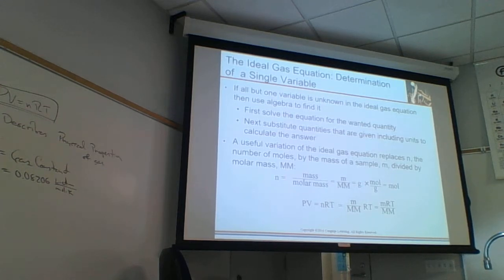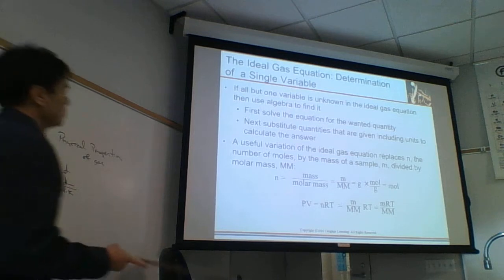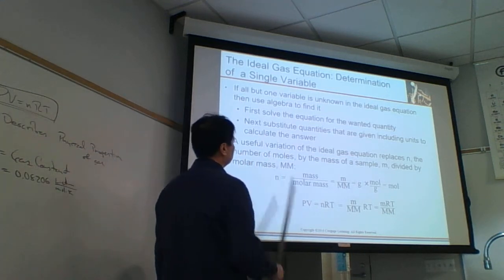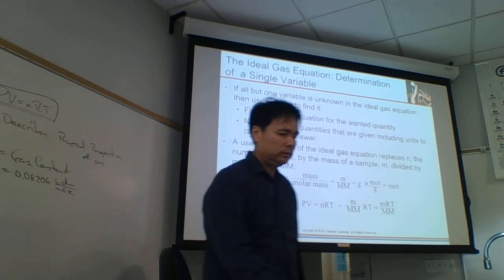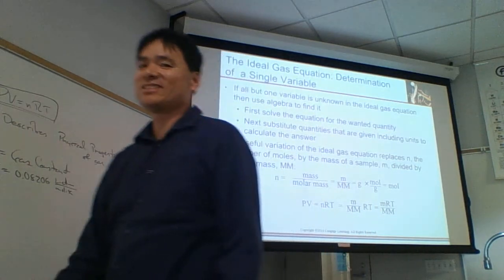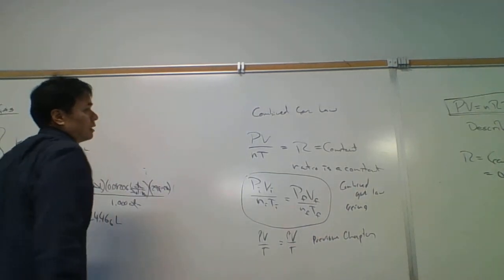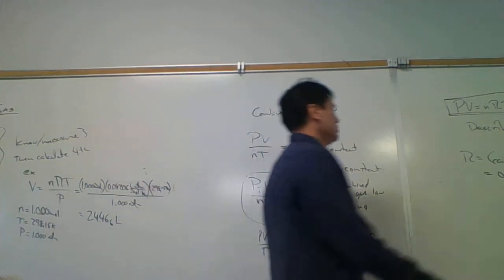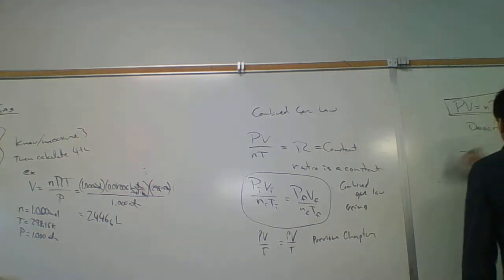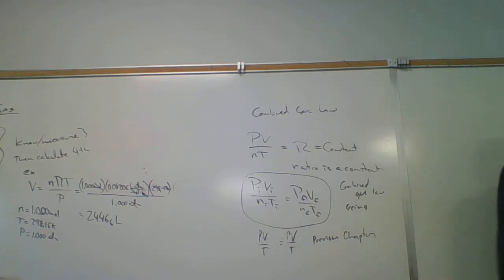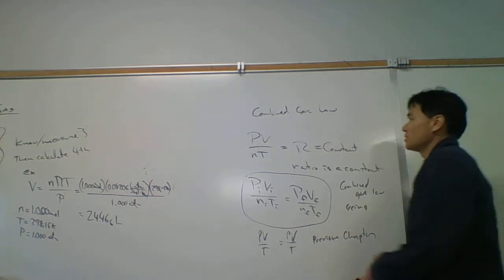All right, so that example and my earlier example are just examples of determination of a single variable. Now, determination of a single variable is just, okay, we have one of these unknowns. We have to be given the other 3. However, there are some special applications of the ideal gas law. Let's look at special applications.